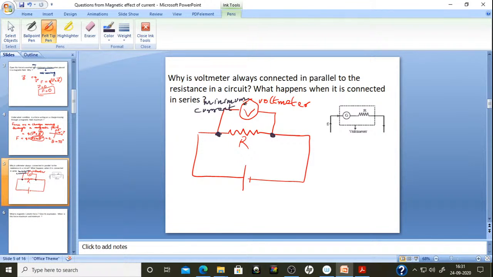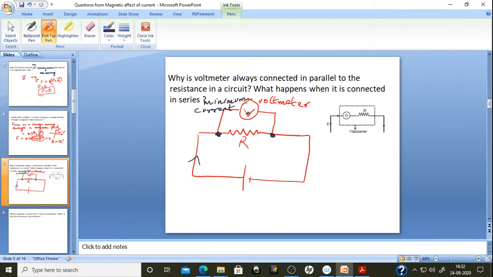So that's why if you connect in parallel, the current will start from here and go from the positive direction. Because the voltmeter has a very high resistance, the current goes straight and does not go through this path. So that's why you can measure the full potential difference.